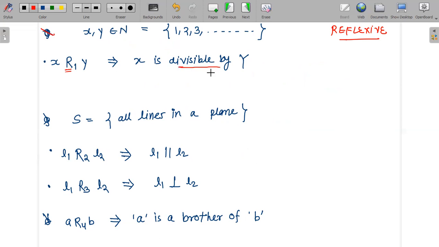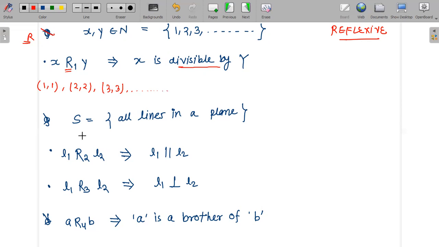If X is divisible by Y, and you are checking whether the relation is reflexive or not, that means you want to check whether one with itself, two with two, three with three, and so on and so forth, whether these elements are divisible by themselves or not. Obviously, any natural number is divisible by itself, so it makes your relation reflexive. I'm sure you understand it now.